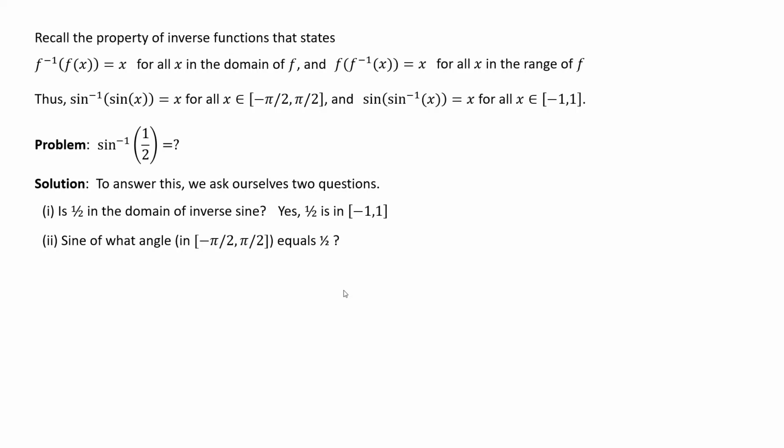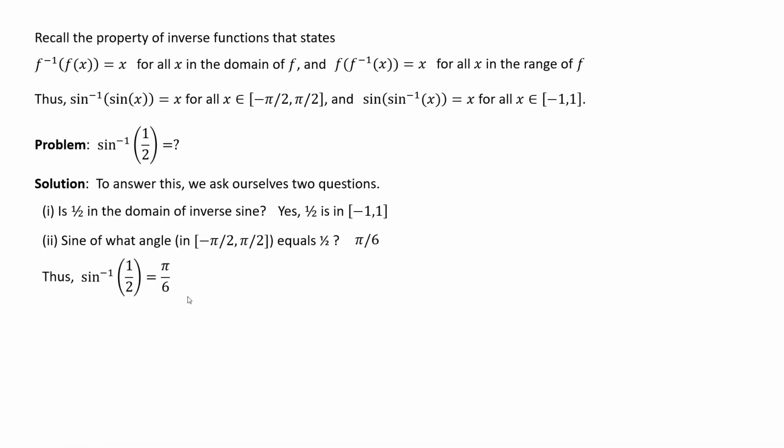So, should we say 5 pi 6 or only pi sixths? And that's why, in order to avoid that ambiguity, we say that the angle must come from negative pi half to pi half. Pi sixths is certainly in this interval, but not 5 pi sixths. So that's why only pi sixths is the valid answer. Right? Sine of what angle? Pi sixths. So therefore sine inverse of 1/2 is pi sixths. As simple as that.